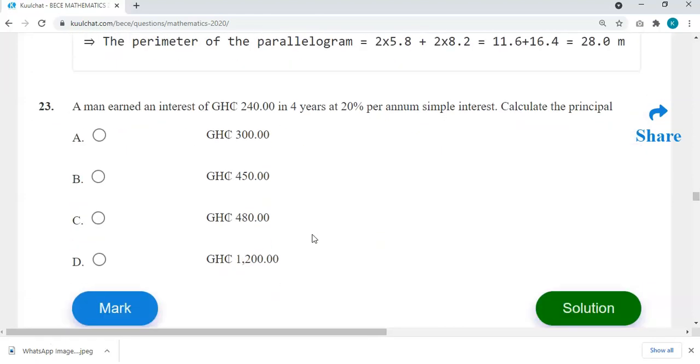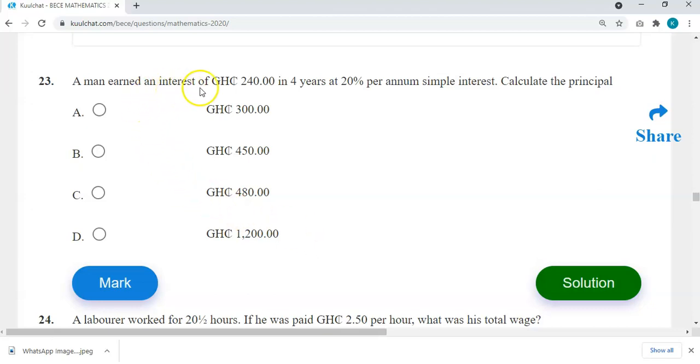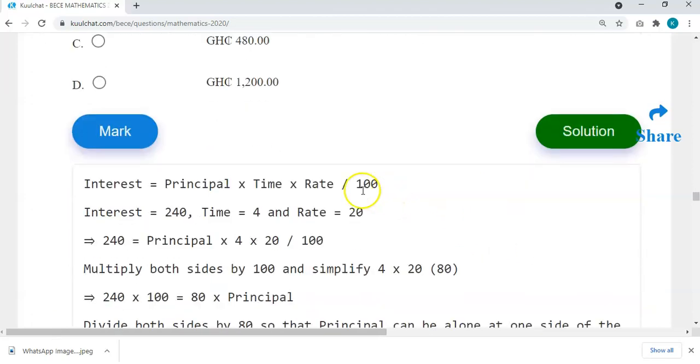So let's move on to question 23. It says a man earned an interest of 240 Ghana cedis in 4 years at 20% per annum simple interest. Calculate the principal. Okay, so this one you need to know the formula for calculating an interest. Interest is calculated as principal times time times rate all over 100. So if you are writing it in letters, I is equal to P times T times R all over 100.